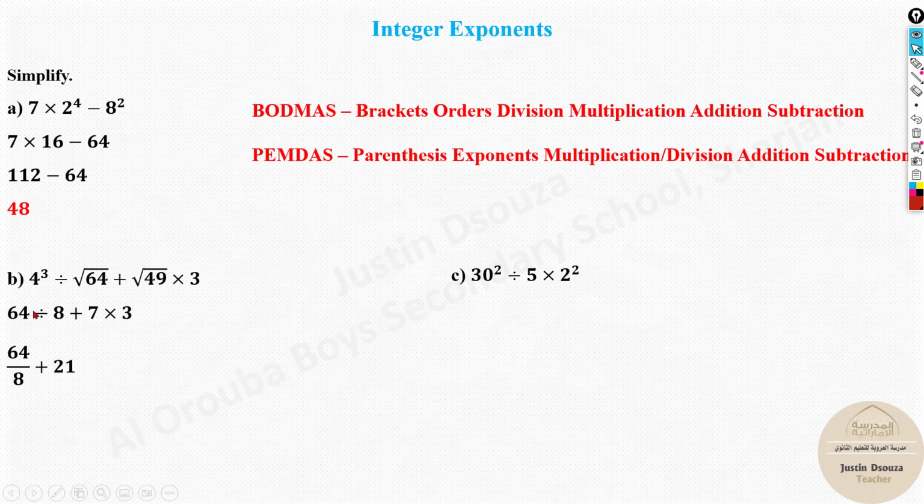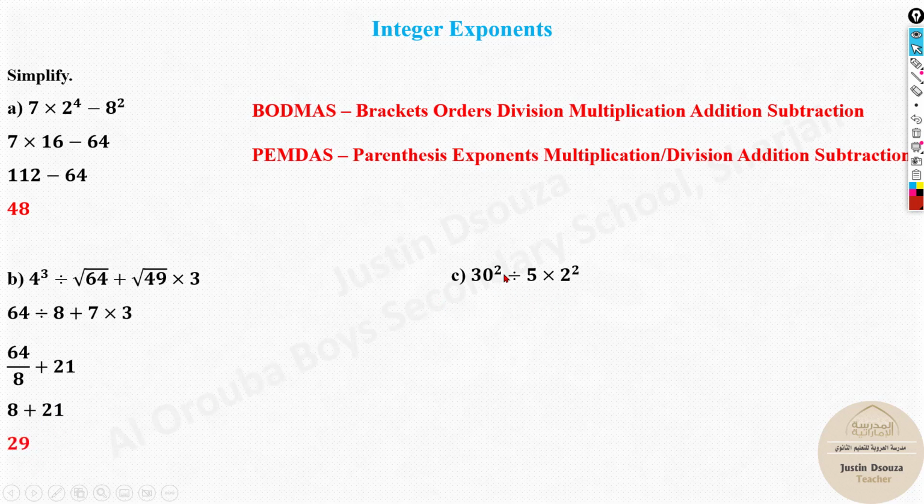You can write this directly as well. This would be 8 over here. You can write it directly, or you can do it step by step. So you can directly jump to this step. 64 divided by 8 is 8 plus 7 times 3 is 21. Now the final answer would be 29.